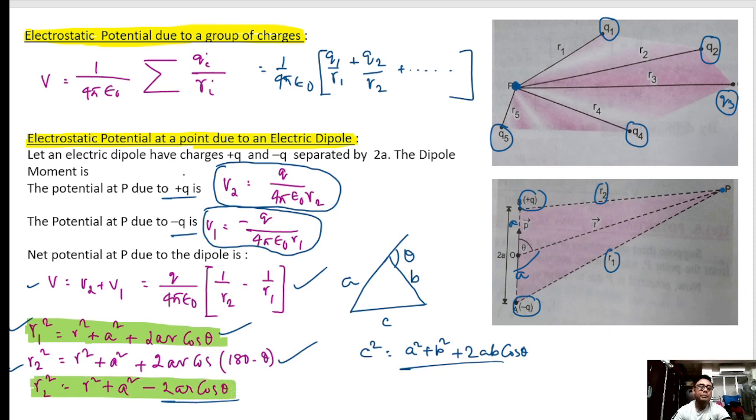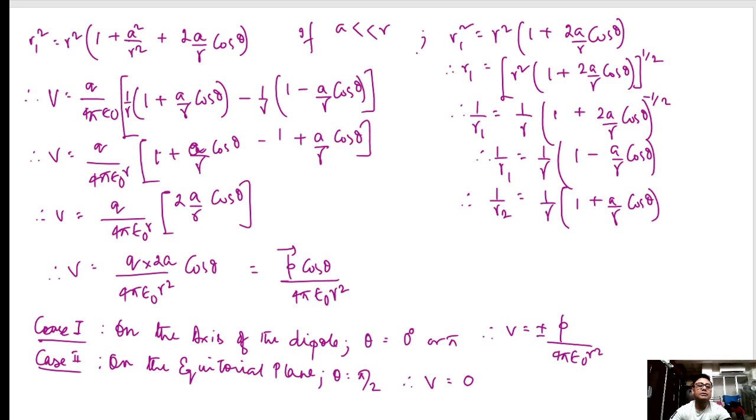Now we will put these values in the derivation. So r1 square is equal to, taking r square common, so it becomes this. And if a is very less than r, then we can easily neglect this part. So this is r1 square.